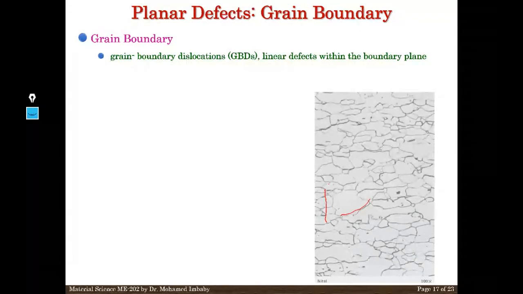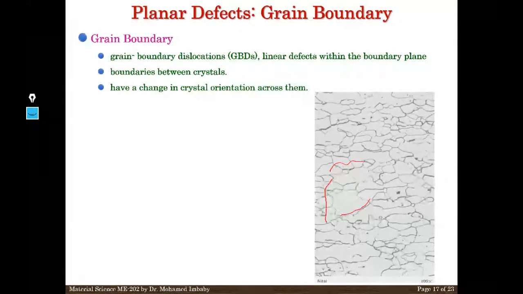You will find lines with the boundary as you have seen here. The boundary between crystals, we understand, has a change in crystal orientation. I already explained this part before. It impedes the dislocation motion. I need the students to understand that part. Are you following or not? Yes, yes, Doctor.